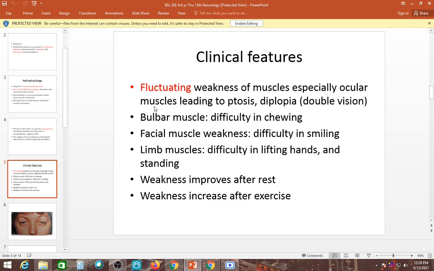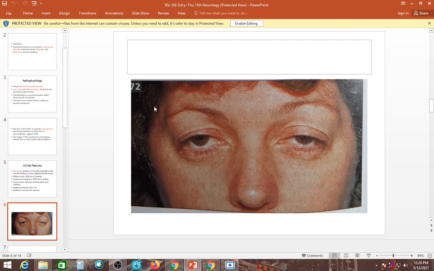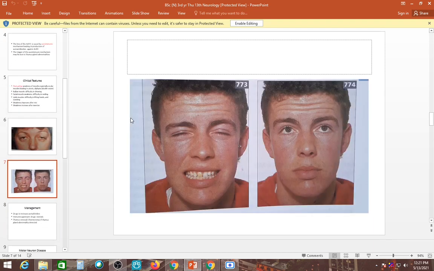That means it improves after rest and increases after any type of exercise. So this is a picture where the patient cannot open the eyelids properly. That is called ptosis. Ptosis is when the eyelids come down. They cannot open them properly, so the eye is half covered and half exposed. They cannot smile properly because of facial weakness. And it keeps changing. In the morning, the person is totally all right. In the afternoon or evening, they have these problems. And if they take a rest, again, it is okay.